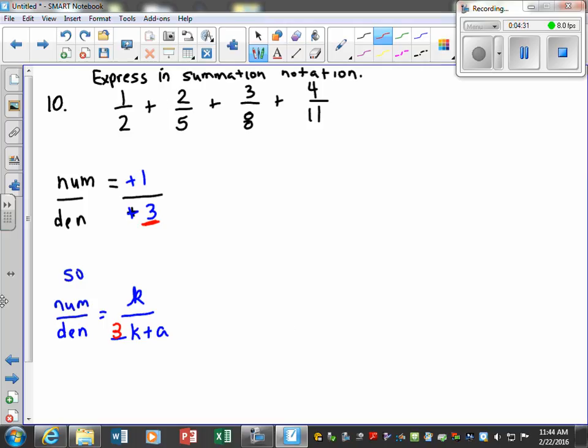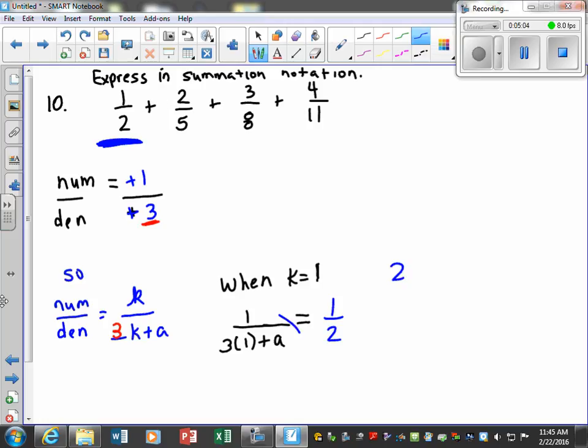Now we've got to figure out a. We're going to say when k is equal to 1, just like we did before. So when k is equal to 1, we just start with the first term. So we will have 1 over 3 times 1 plus a is equal to, now what is the first term in our given expression? That should be equal to 1/2. And right here we would just cross multiply and solve. So this is just going to give us 2 times 1 is 2. And then I'm going to have 1 times the other side. So 3 times 1 is just 3 plus a. And we're solving for a.